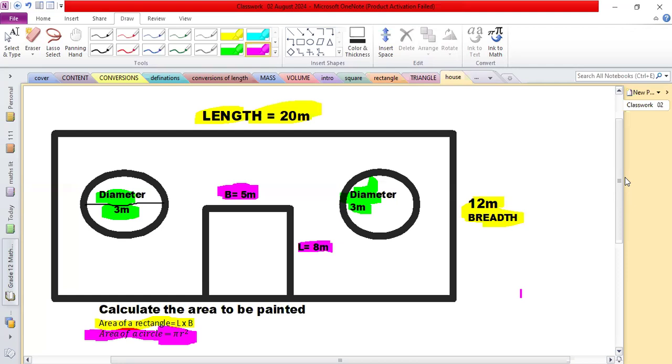For those who are joining us now, what you should be seeing on the screen is a front wall with the dimensions 20 and 12 meters and 2 windows and a door in the middle. We are supposed to paint this wall, and you must know that the door and the windows must not be painted. So calculate the area to be painted. Class, I have high hopes on you, please.